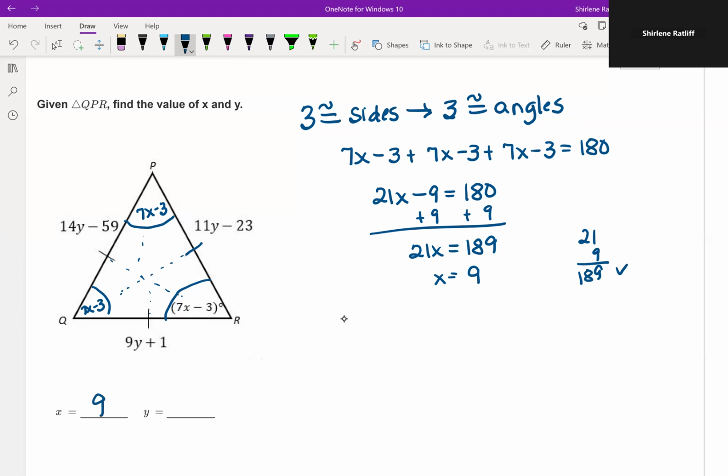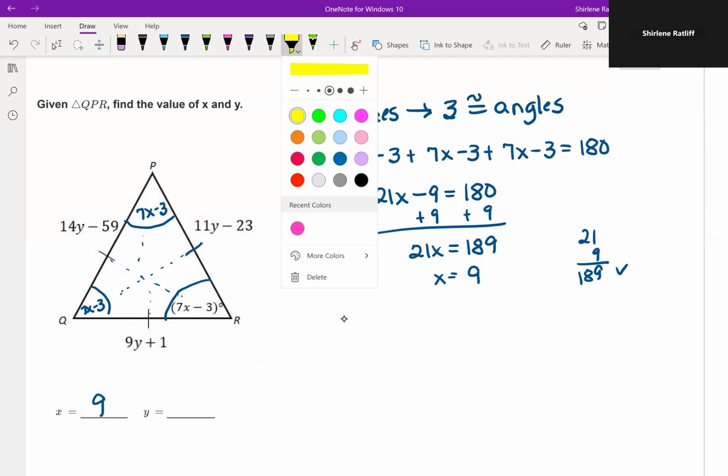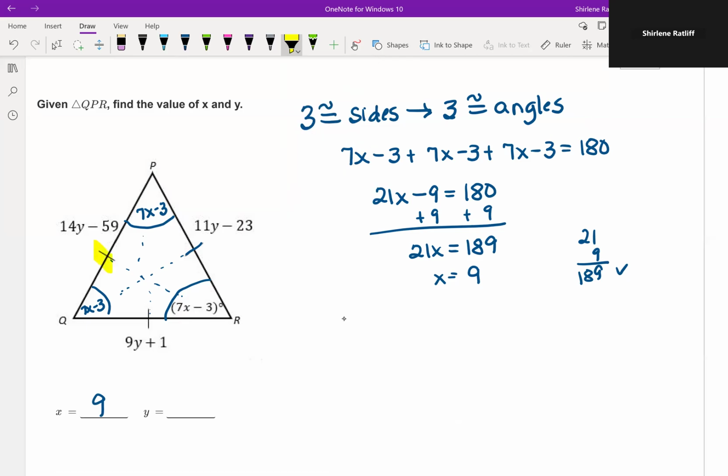Now, what about the sides? The sides do not add up to 180, so please don't be tempted to do that. All right, let's look at these sides. Tick mark, that means this algebra is equal to that algebra. Tick mark is equal to that algebra.